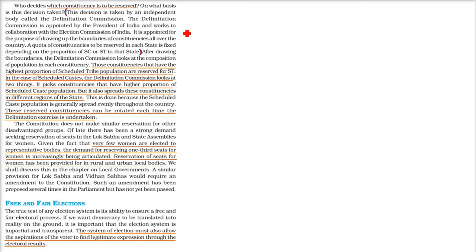Now the question is, which constituency is to be reserved? Who is going to answer that? So we have a delimitation commission. This delimitation commission is an independent body appointed by the President of India, and they work in collaboration with the Election Commission of India. And what is the purpose? The purpose is drawing the boundaries of the constituencies all over the country.